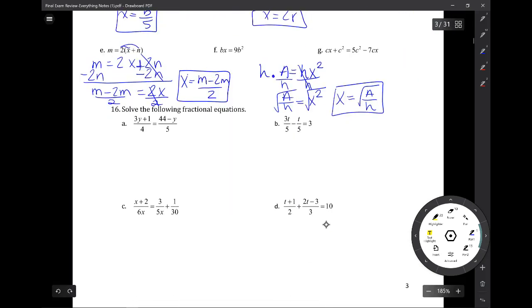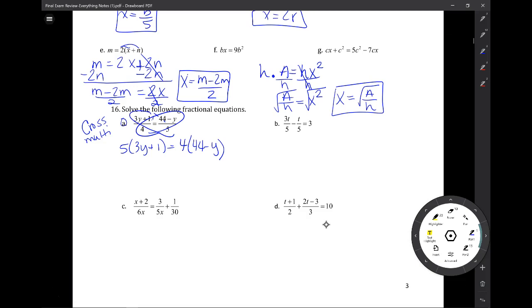All right, last piece here is solving fractional equations. I always get the lowest common denominator when I'm doing these. If you have a single fraction equal to a single fraction, we can cross multiply. But if we look at something like letter B, letter C, and letter D, I do not have a single fraction equal to a single fraction, so I cannot cross multiply. So if we want to practice cross multiplying, I'm okay with that, and then we'll do one where we have to get common denominators. So we have 5 times (3y plus 1) is equal to 4 times (44 minus y).